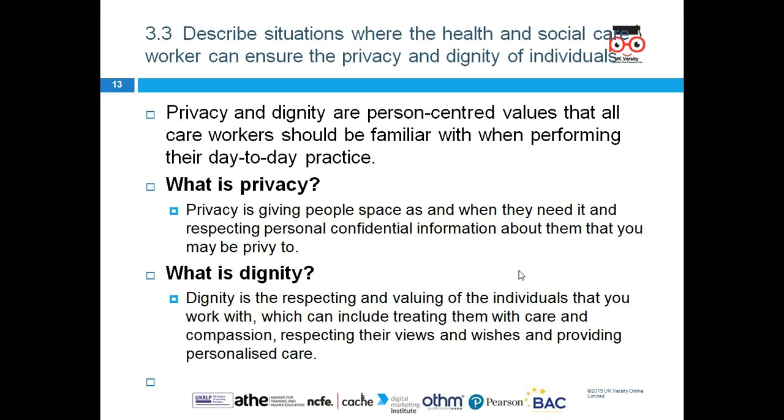So what have you done for privacy and dignity for a patient? Like for the privacy, there was an occasion where I wanted to go and do some personal care. So normally you have to knock and then they come in.